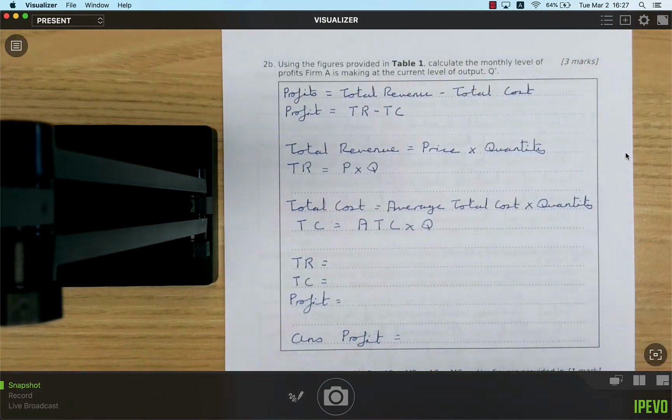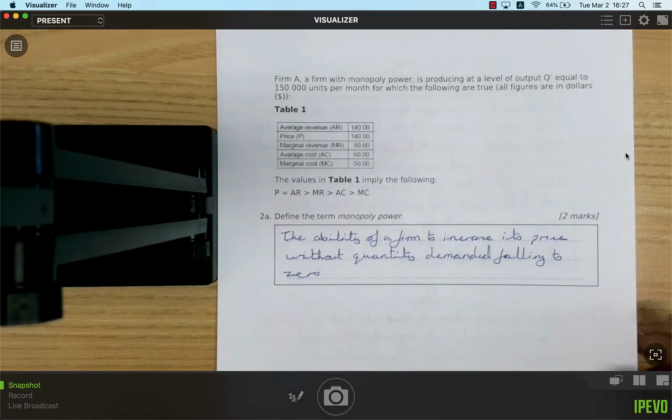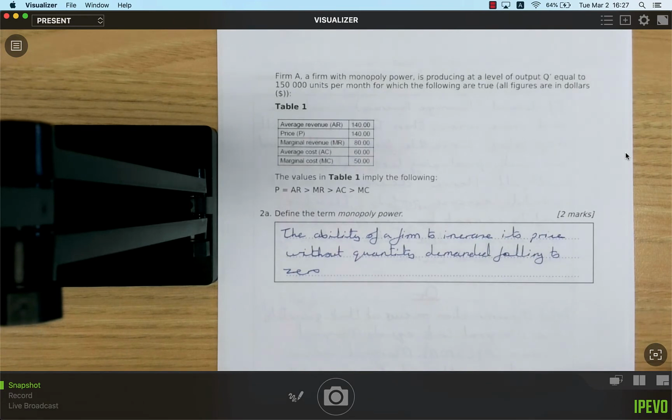Now, on to the next thing. So we've got firm A, a firm with monopoly power, and it's producing a level of output, Q equals 150,000 units per month. And all of the following data is true. But before we go on to that data, the first question is, define the term monopoly power. Monopoly power simply is the ability of a firm to increase its price without quantity demanded falling to 0. It has a downward sloping demand curve.